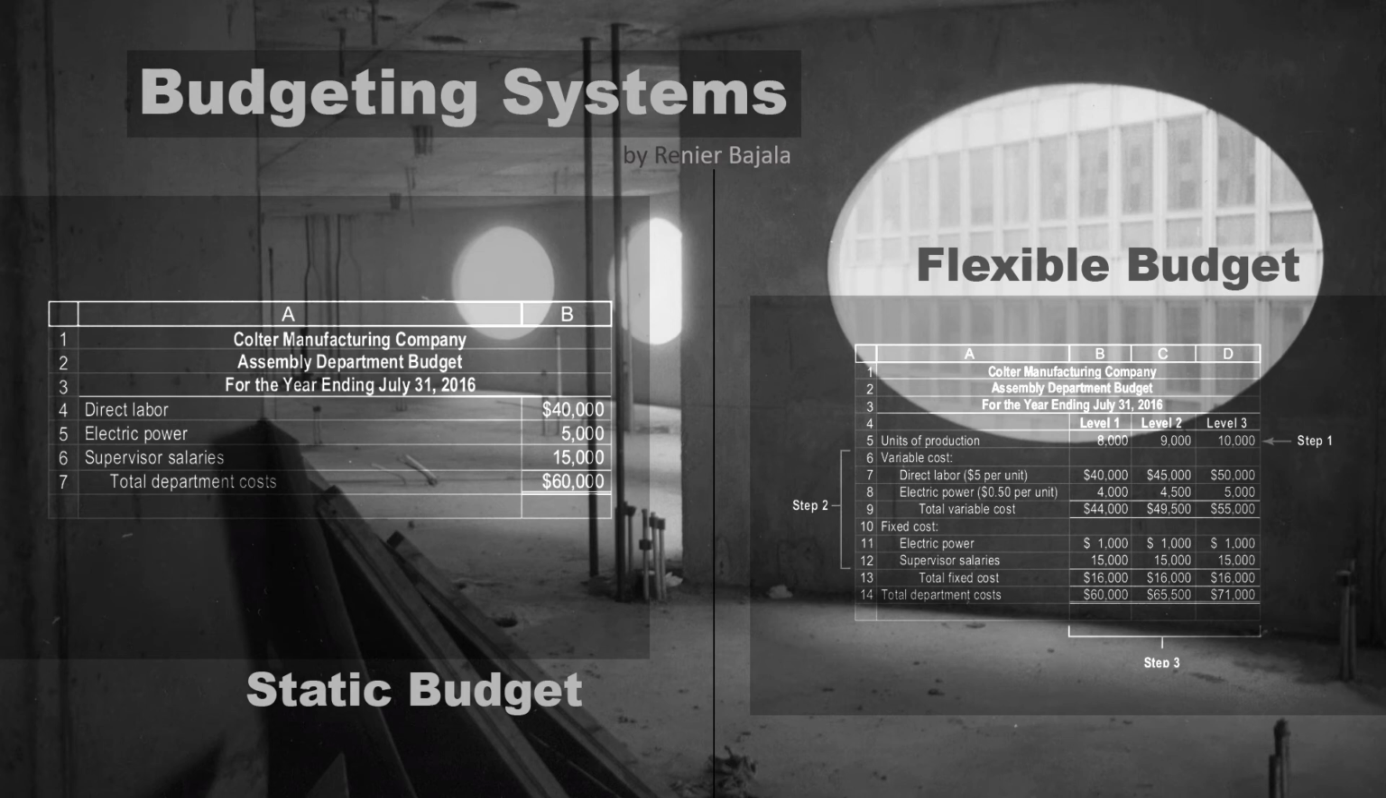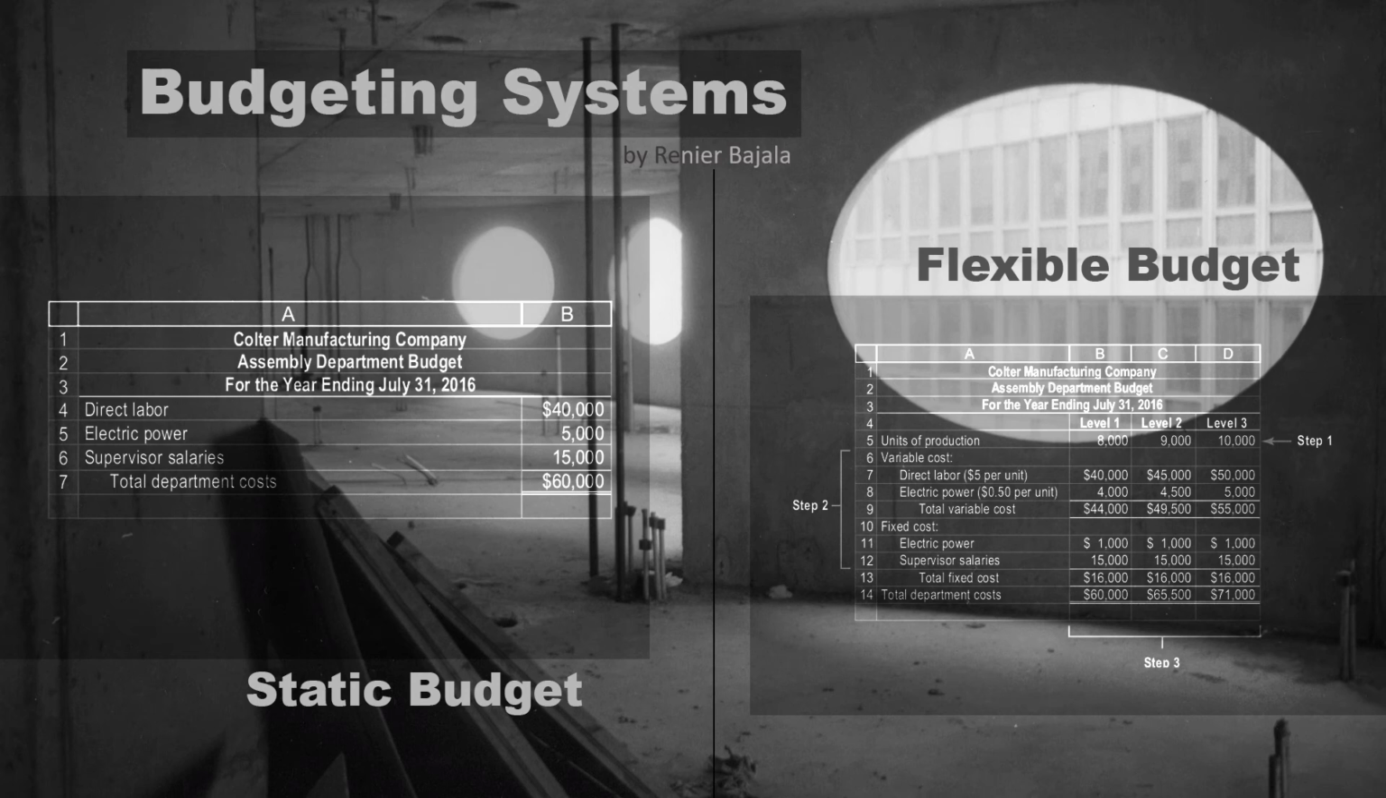Step 1 are activity levels identified as units of production: 8,000 units, 9,000 units, and 10,000 units respectively. In step 2, variable costs change in each activity level while fixed costs remain constant. In step 3, you will come up with different budgeted costs for each activity level: 60,000 US dollar, 65,000 US dollar, and 71,000 US dollar respectively. What you notice is that the Assembly Department now has a flexible budget.